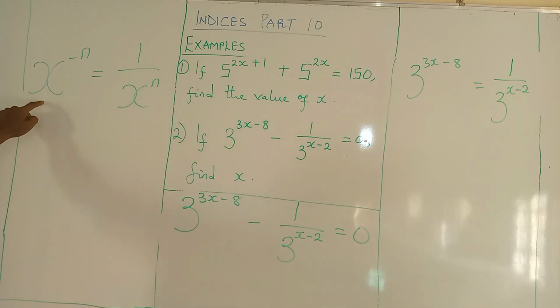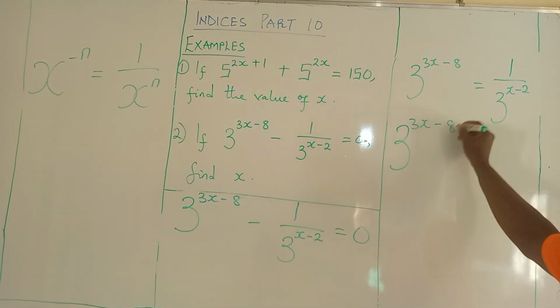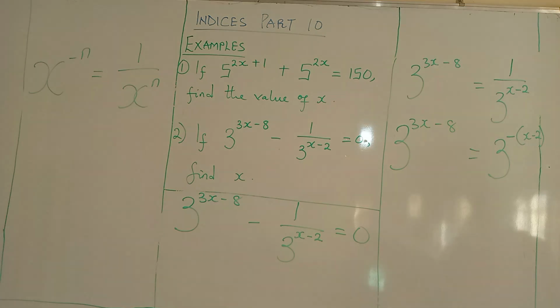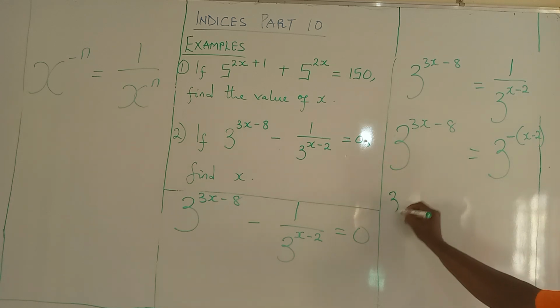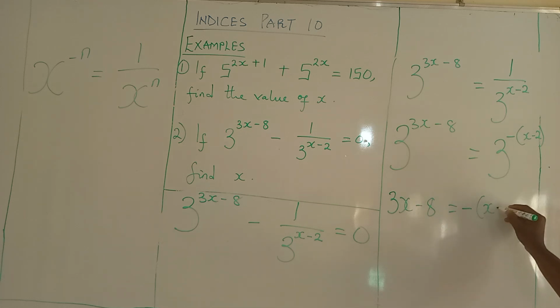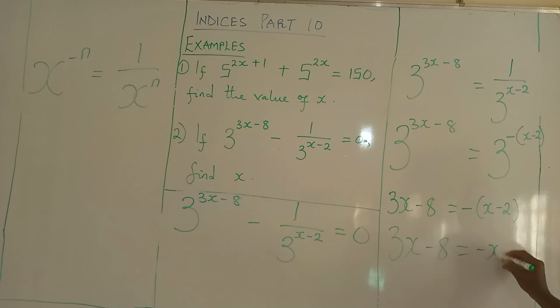move it to this, meaning this will give us 3 raised to power 3x minus 8 is equal to 3 raised to power minus into x minus 2. I'm applying that law, negative power law. And so at this point, the base is 3, the base is 3, so it therefore means that the power here, which is 3x minus 8, must be equal to the power on the other side, x minus 2. So this gives us 3x minus 8 is equal to minus x plus 2.